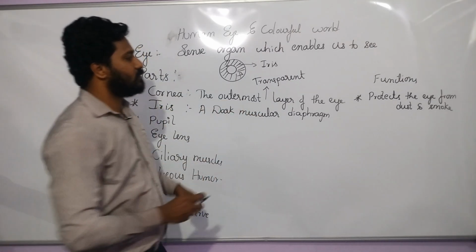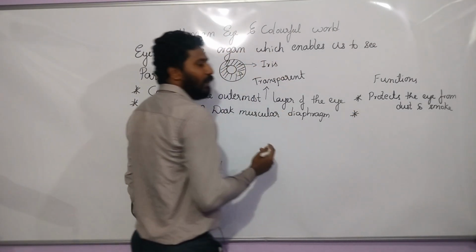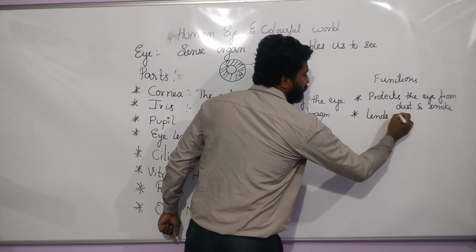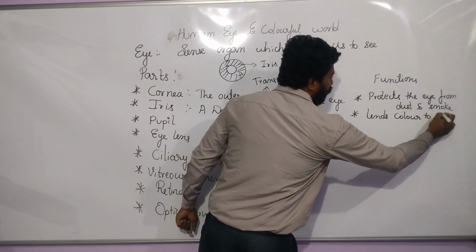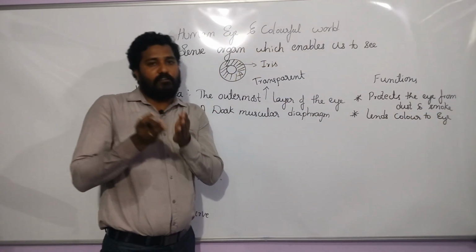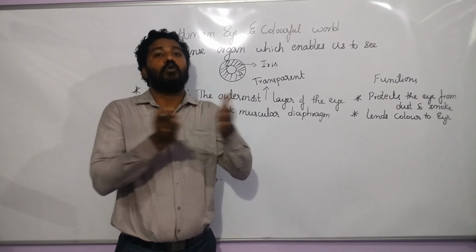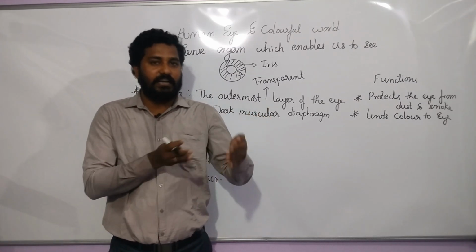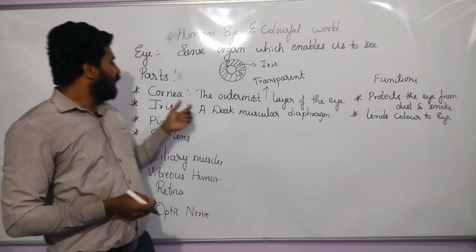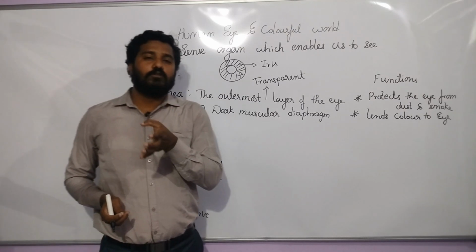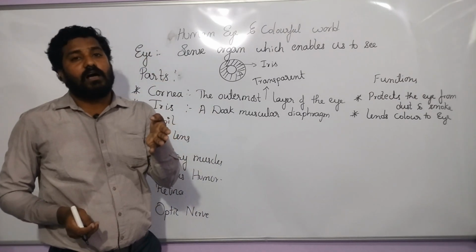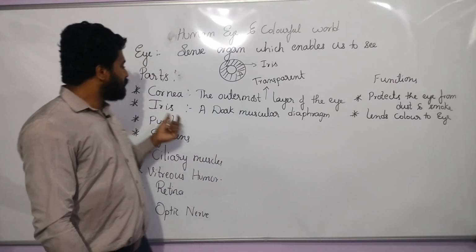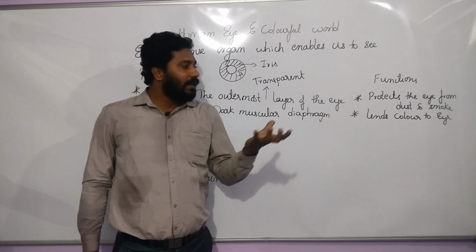And what are the functions? The iris has two main functions. One is that it lends color to the eye. We say that a few people have black eyes, blue eyes and cat eyes. Why do we say that? That is because of the presence of the iris. Based on the color of the iris, we say blue-eyed people and so on. So the iris lends color to the eye.